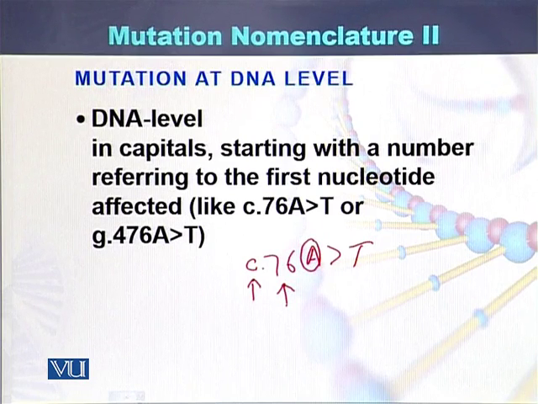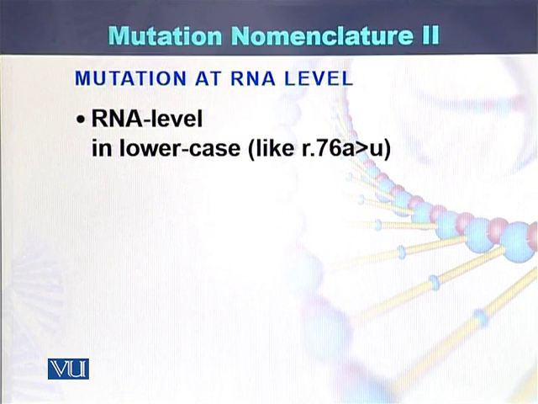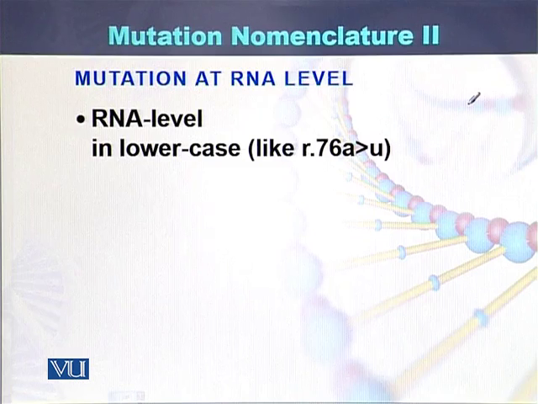So the adenine which is present at position 76 is converted into thymine. So it describes that in the coding sequence at the 76th position adenine was present, and that adenine is converted into thymine.